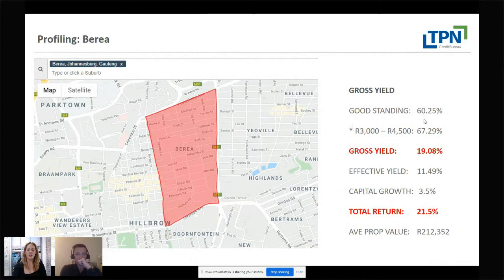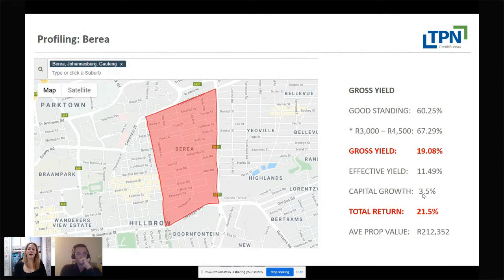So our good standing ratio here is 60%, but our 3,000 to 4,500 Rand tenants are our best performing at 67%. Our gross yield is 19%, and our delinquency not quite as bad as Rosettenville. So our effective yield is 14.5%. Capital growth not great, 3.5%. I mean, inflation is 3.5%. Real return is the inverse of gross yield, right? You take one or the other. Yeah. So our total return is sitting at 21.5%, and our average property value is 212,000 Rand.